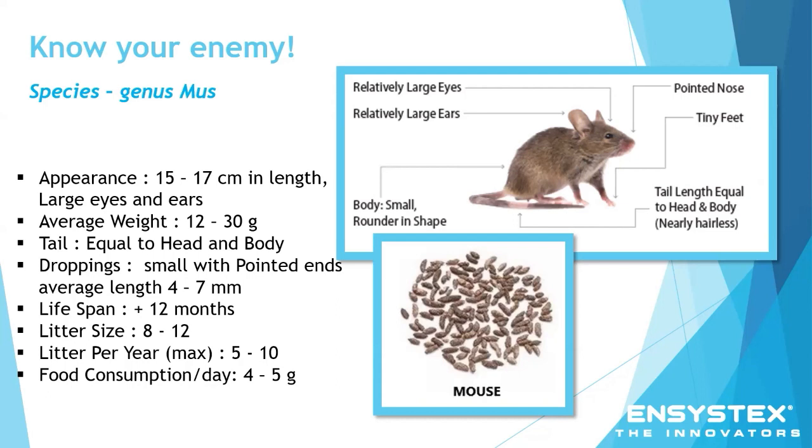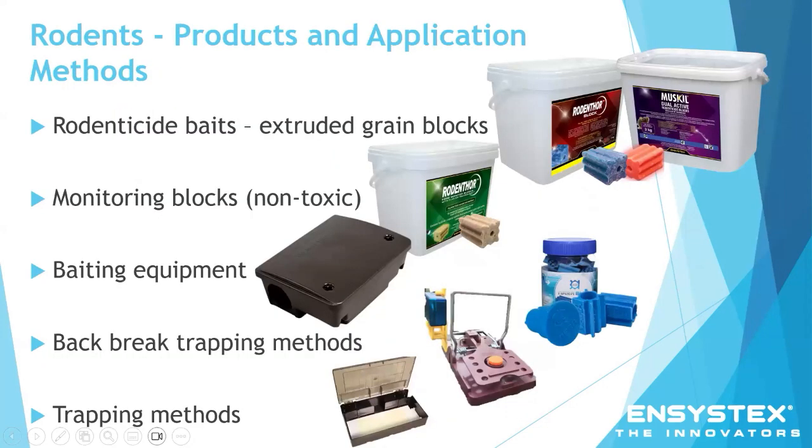A rat, often, if it likes what it eats, will eat until its stomach is full. Not so much a mouse. They also drink a lot less. In optimum conditions, they will not drink at all. They'll get all the moisture they need from the food they eat. So again, if you're treating with liquid baits, be very careful with mice. It's not guaranteed that they will drink the liquid bait.